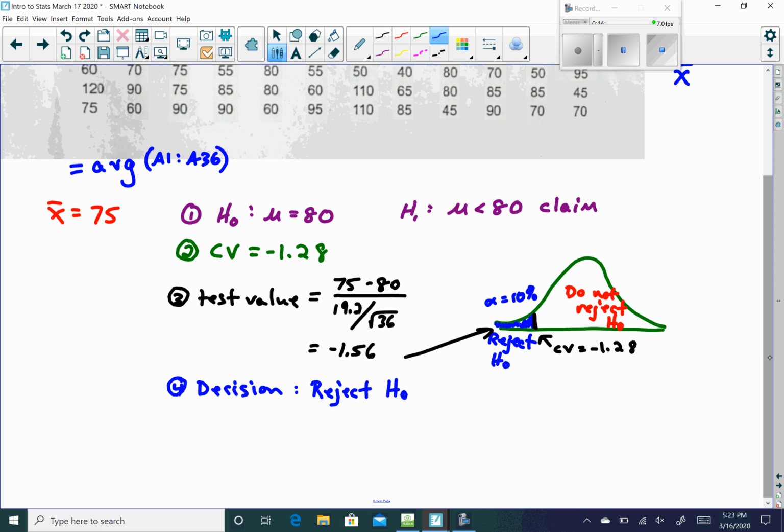All right, so again, our claim is the alternative hypothesis. We end up rejecting the null hypothesis. So our 5th step, our summary, is that there is enough evidence to support the claim. So we could get rid of that null hypothesis and go with our claim here. So there is enough evidence to support the claim.